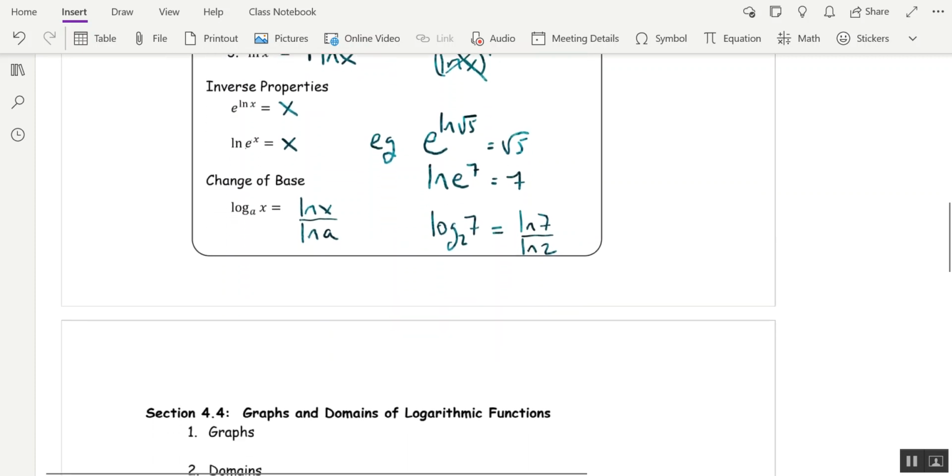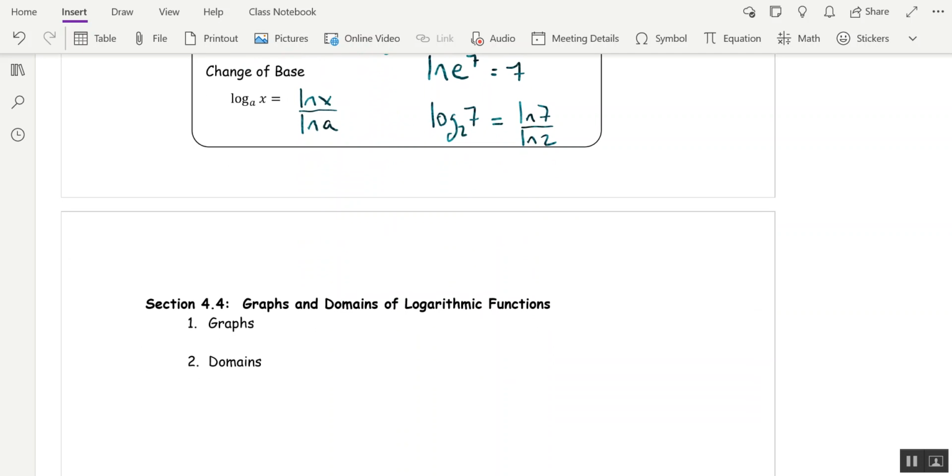Okay, and finally, section 4.4, graphs and domains of logarithmic functions. So there are a bunch of videos that walk you through finding the graph of a logarithmic function. You should pretty much have burned in your memory that y equals ln x looks basically like this. It's got a vertical asymptote, which is the y-axis, and then it just goes up forever. And then you'll have to graph some vertical and horizontal shifts of that in your homework. It's domains that I want to talk about here.